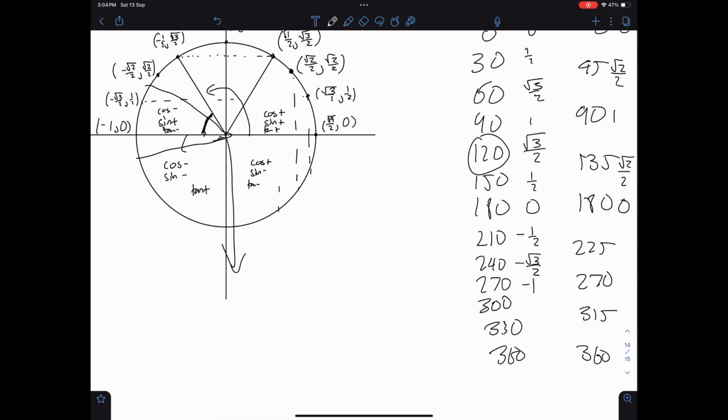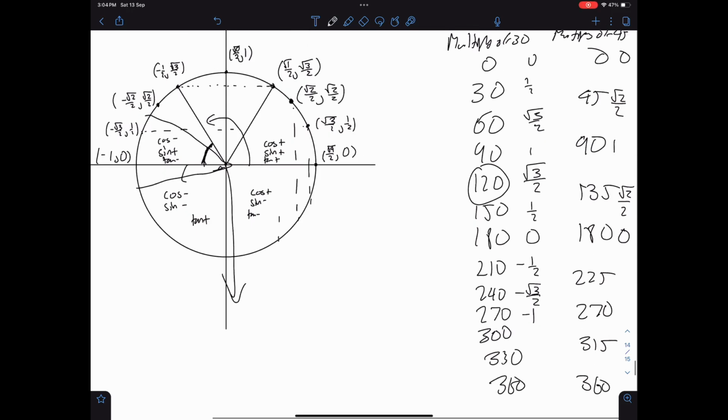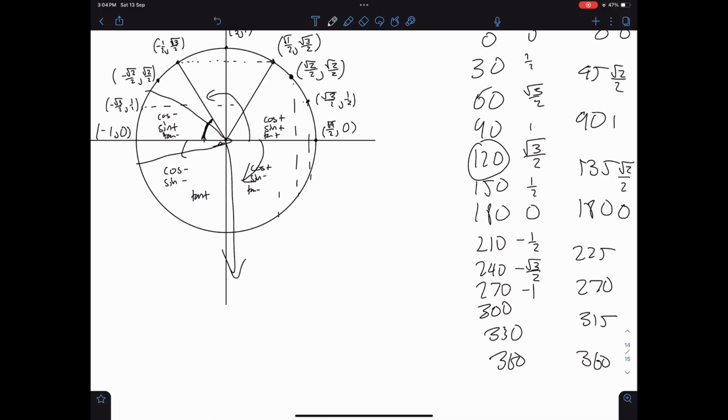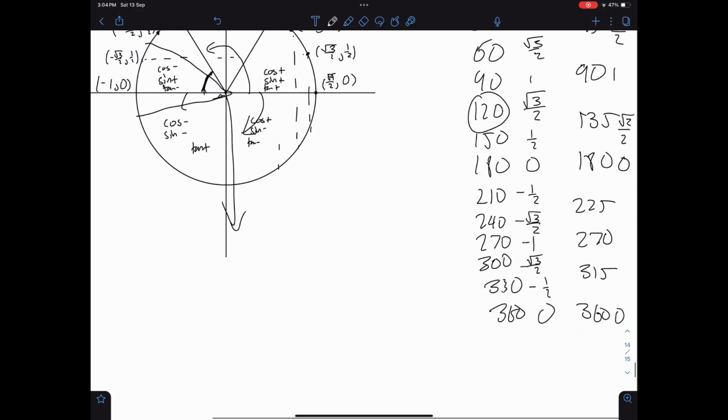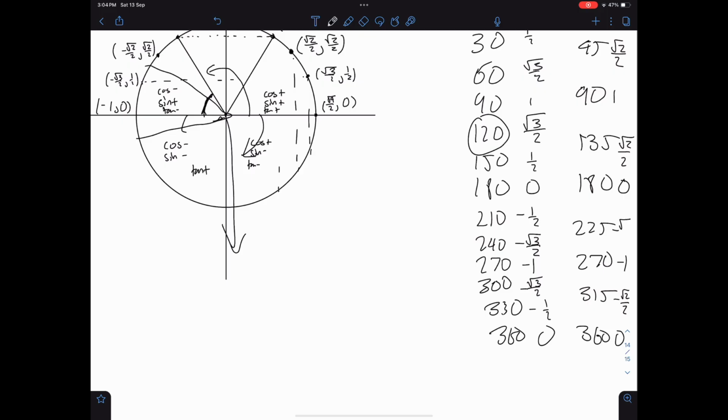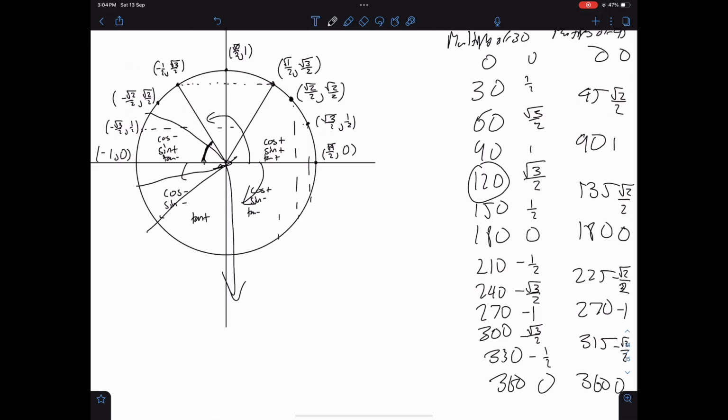Then for 300, the basic angle becomes 60 degrees. So that's root 3 over 2, and it's still minus. And then at 330 it'll be minus half, and then we'll be back to 0. And then at 315 it's just minus root 2 over 2. At 270 we said it's already minus 1, and here it'll still be minus 1, because it'd be like that.